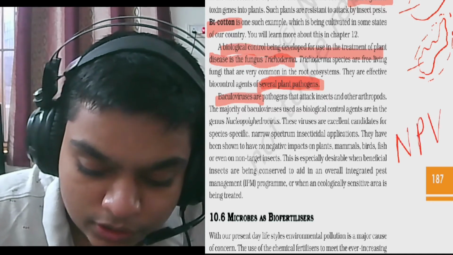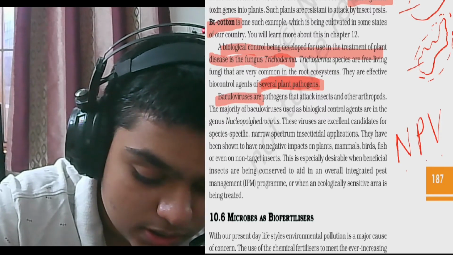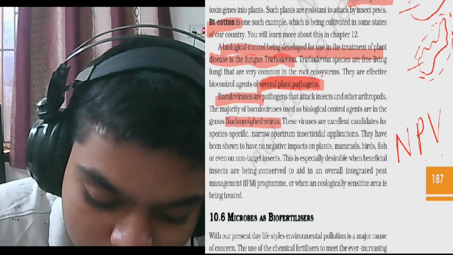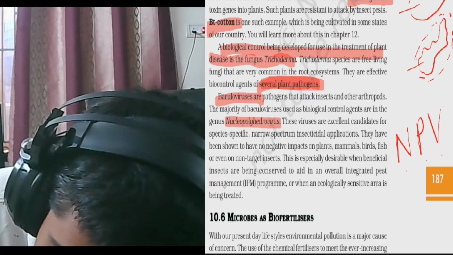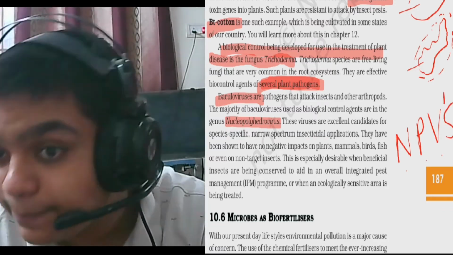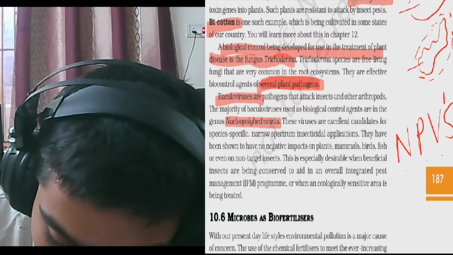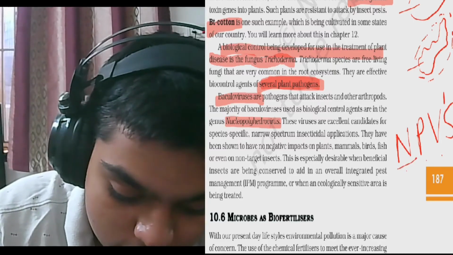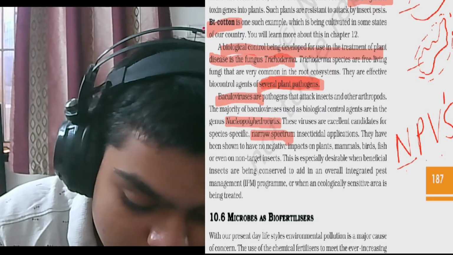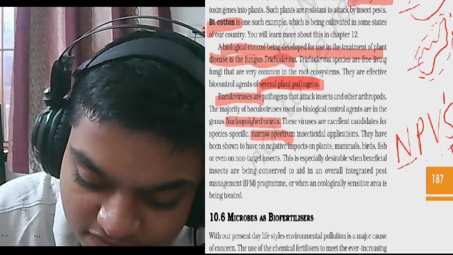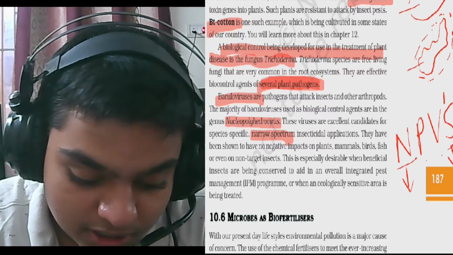NPV, nucleopolyhedroviruses. Let's add S also, NPVs, nucleopolyhedroviruses. They are narrow spectrum. N means narrow spectrum. S means species specific.